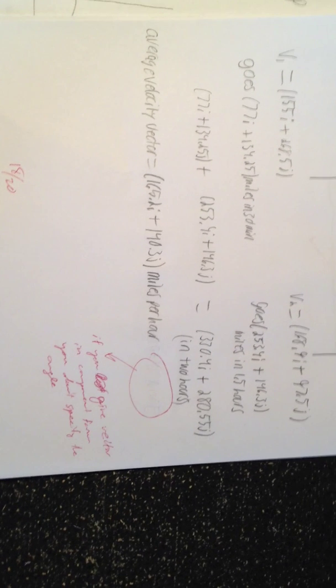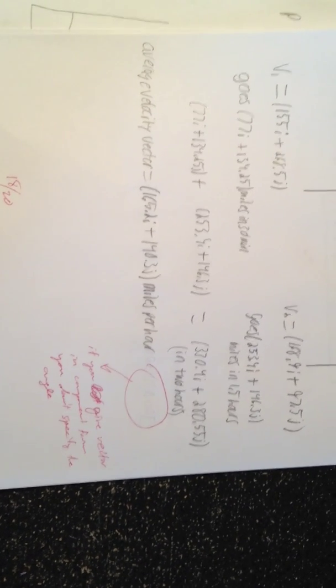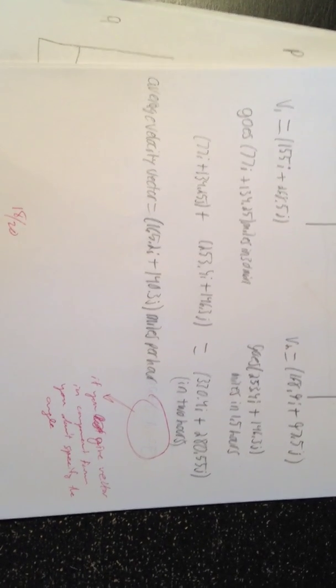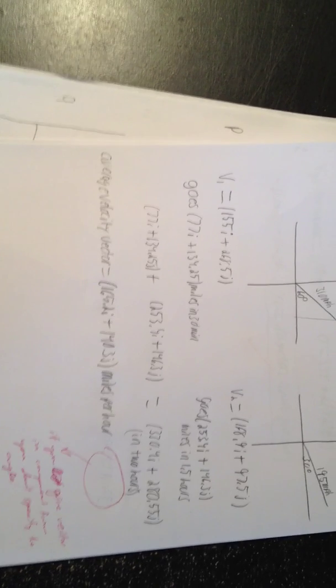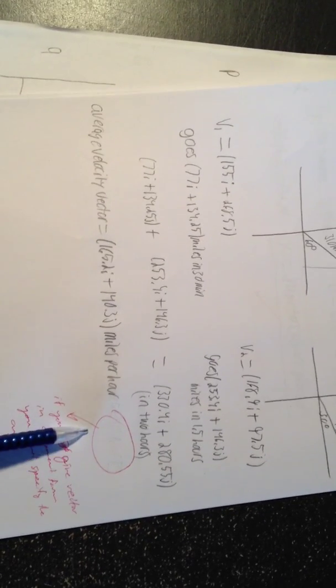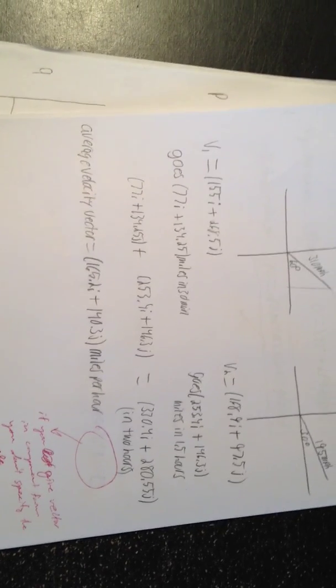This screencast is to correct the problems that I got wrong on the test. And for this problem, the only thing that I got wrong is that I calculated the angle of the vector that was already in component form, which I wasn't supposed to do. So I simply erased the angle that I calculated, and everything else stays the same.